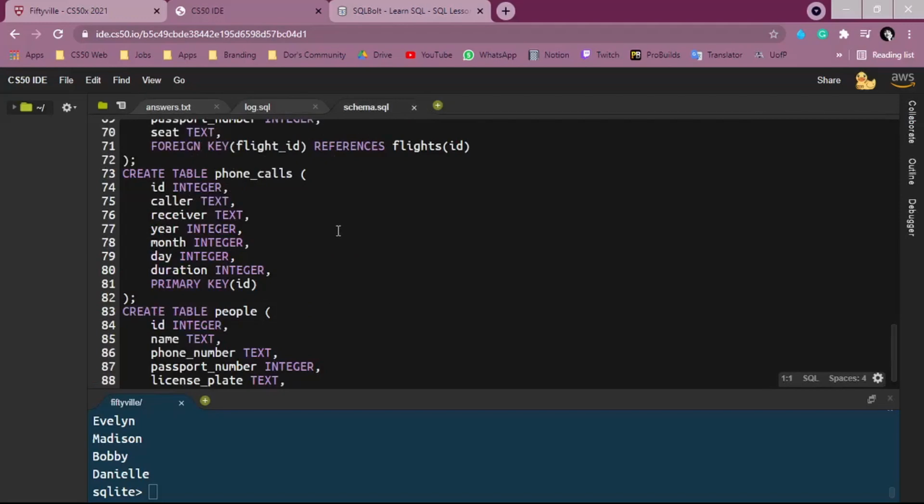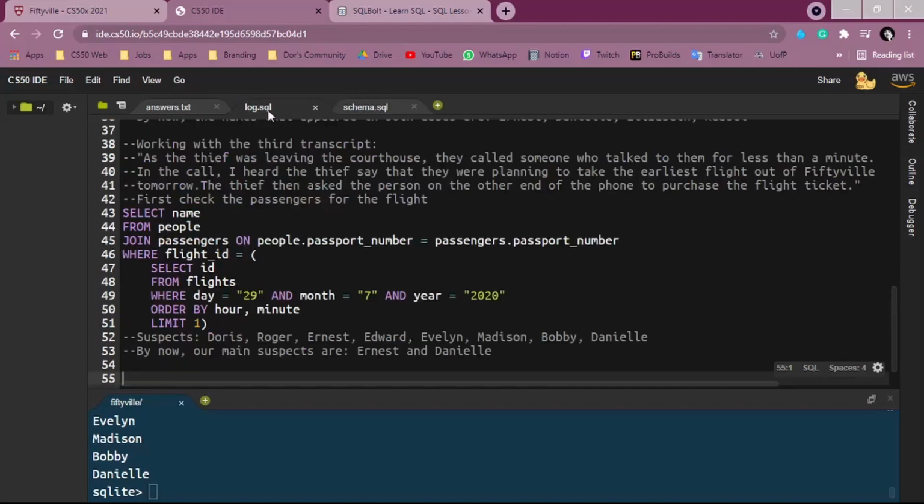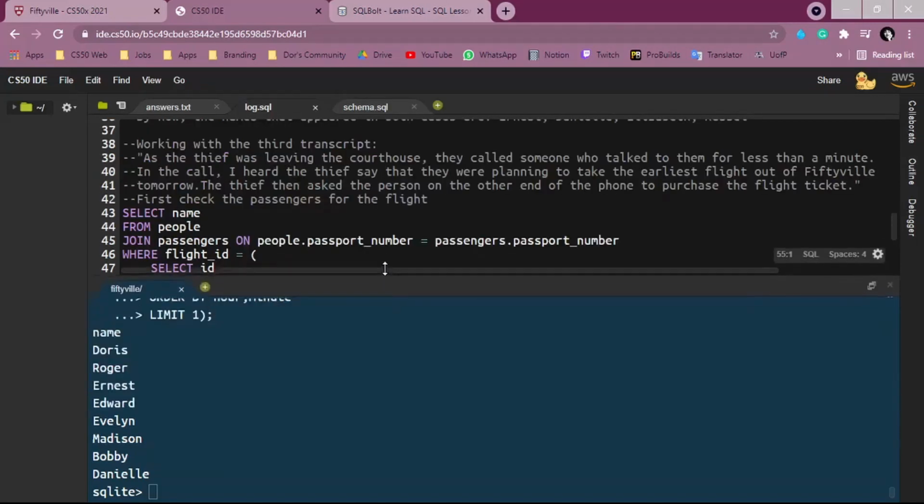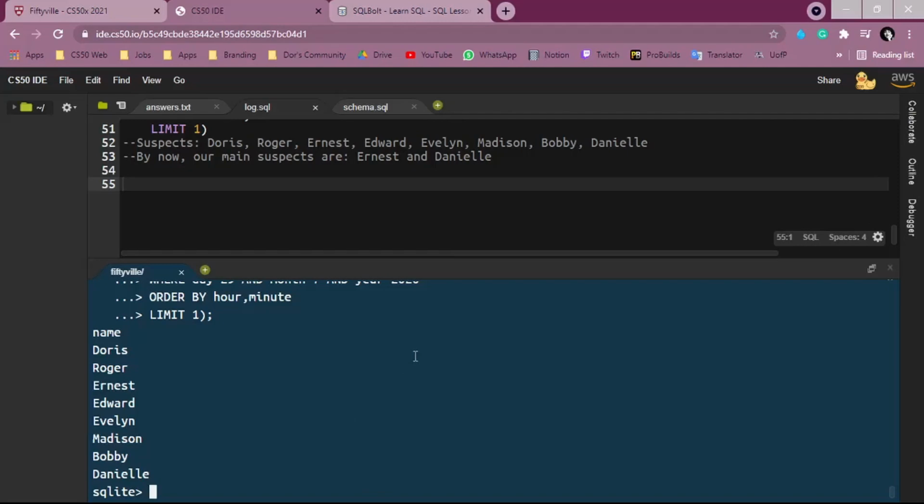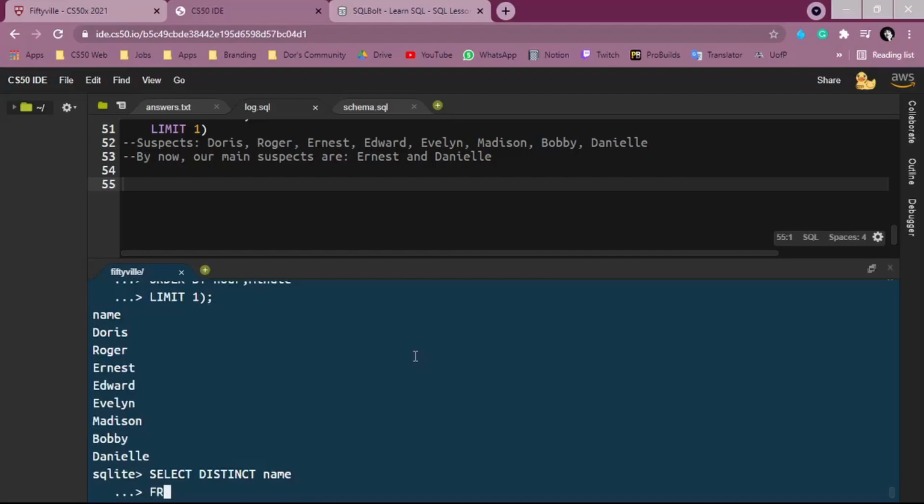So by doing this, we can get the name of the person that was calling, for example. So we're going to do this match now in here. Let me make this greater. So we're going to use select, and we're going to use distinct because we don't want a repetition of name. And this name will be from people, that is the table that we are working with.